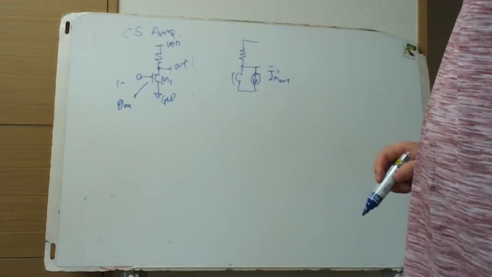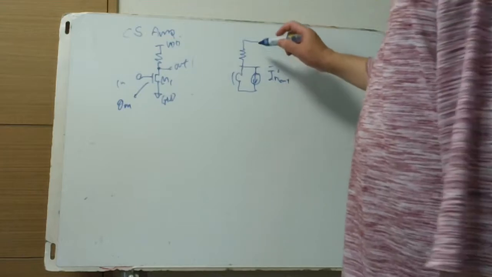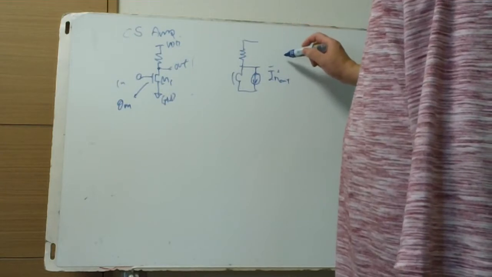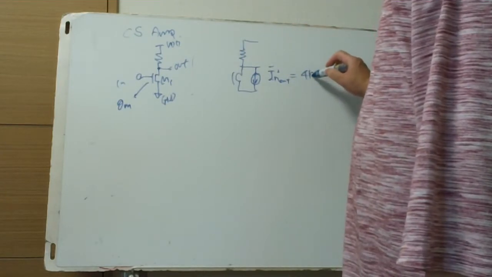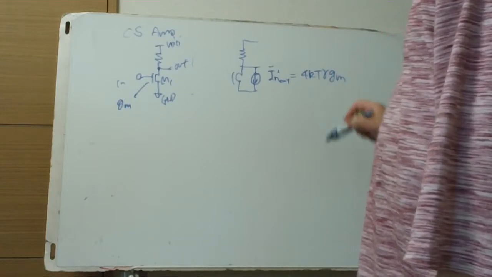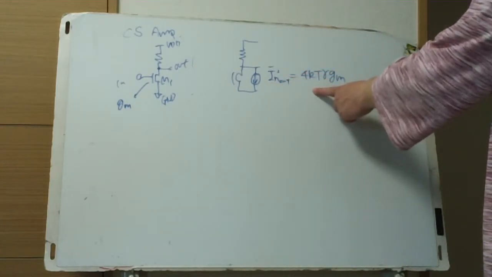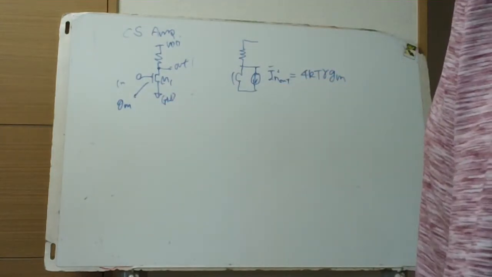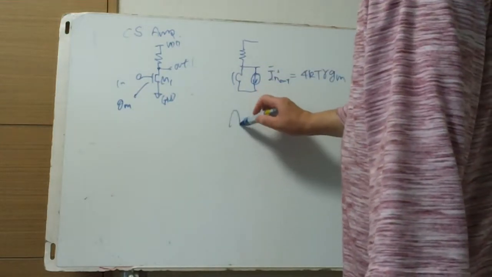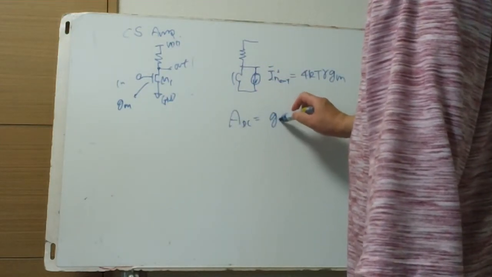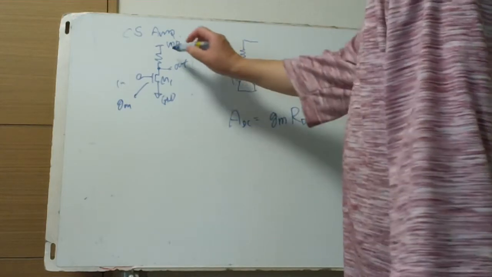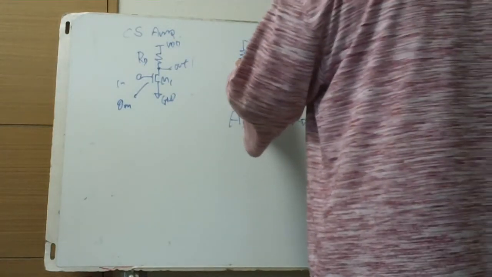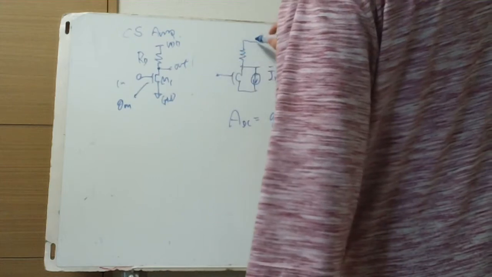which is 4kT gamma GM, the output channel noise current. This amplifier has a DC gain of GM RD. This is RD. GM RD is this amplifier's DC voltage gain.